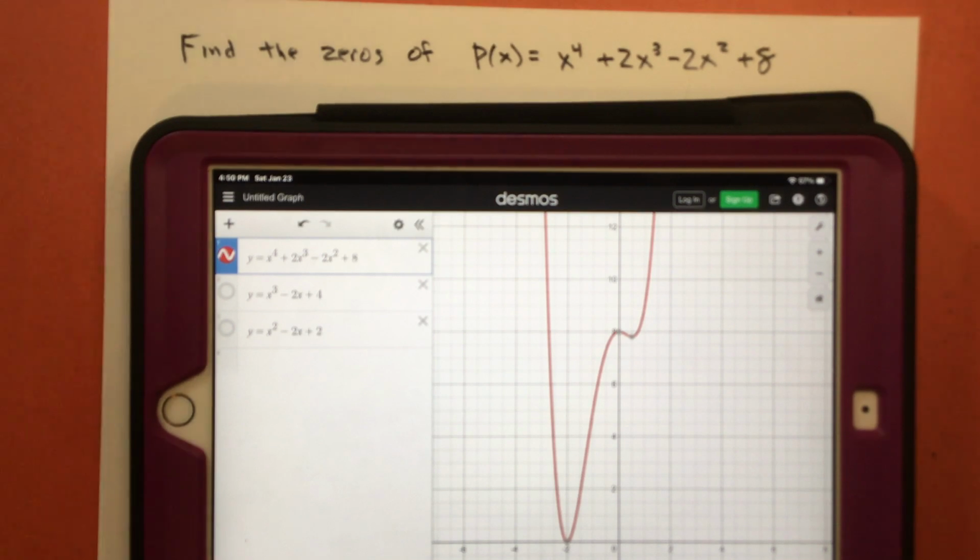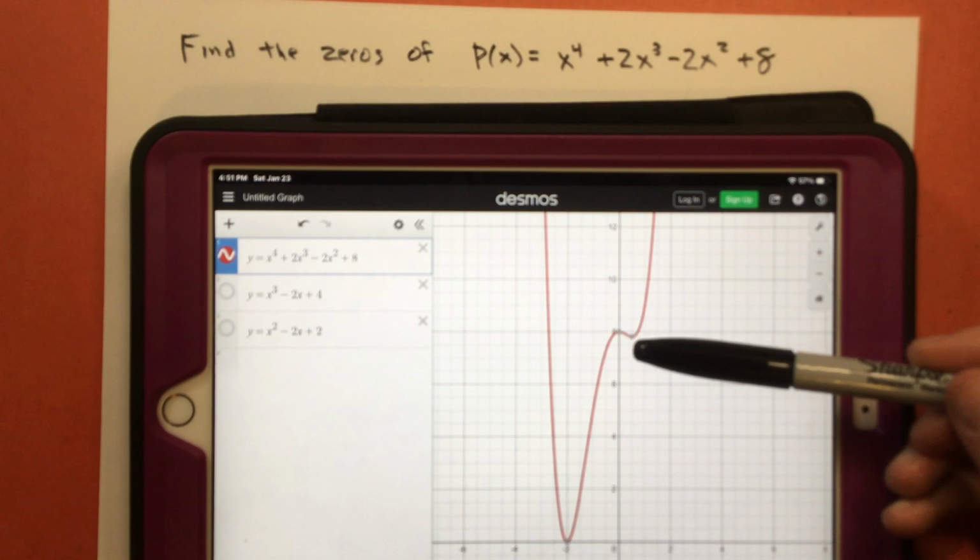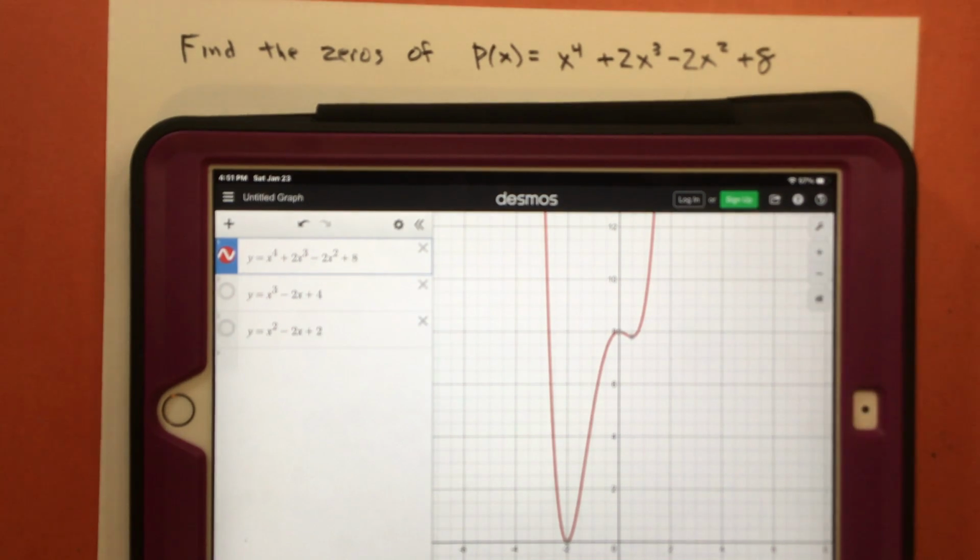Just a little side thing: functions that are to the 4th power are going to look like W's or M's if I do a vertical reflection. But this one has no negative in front of the x to the 4th power, so it's going to look like this W shape. I know you're probably looking at it going, that doesn't look like a W, but it kind of does. It comes down, goes up, comes down. It only comes down a little bit though, and then it goes back up. Keep that in mind. That's going to be very important, so remember that I said that.